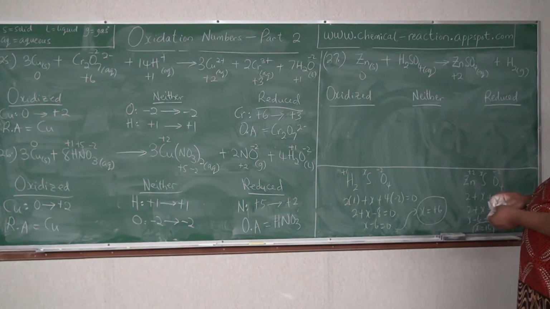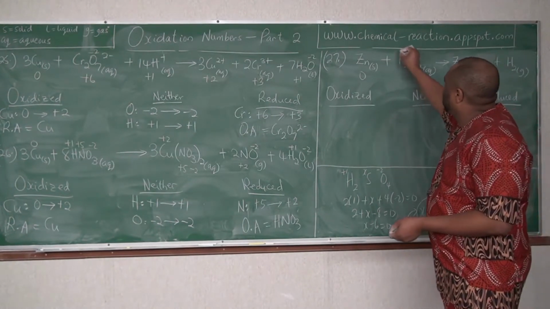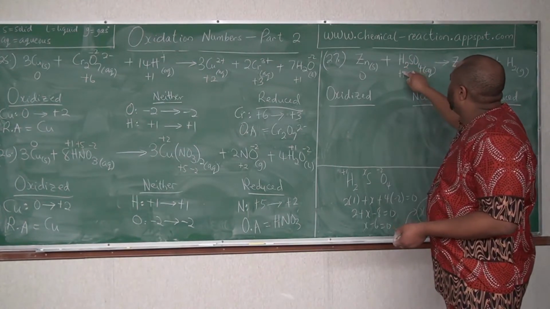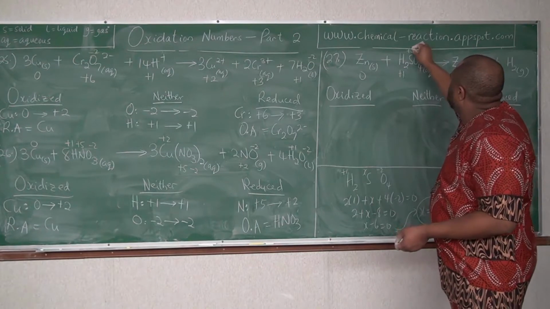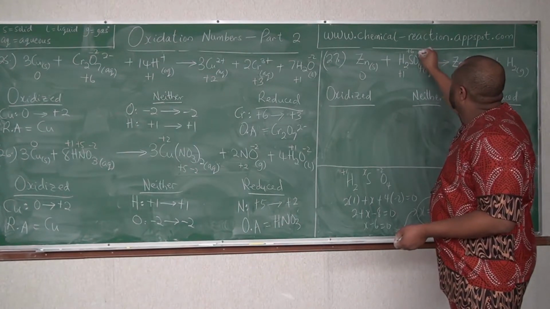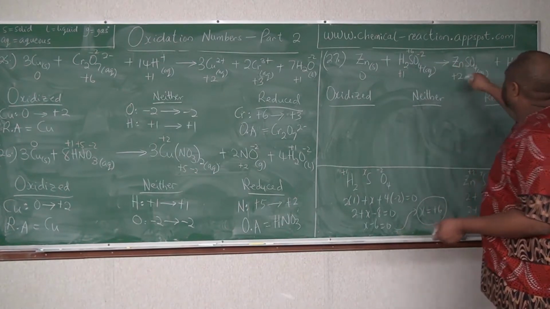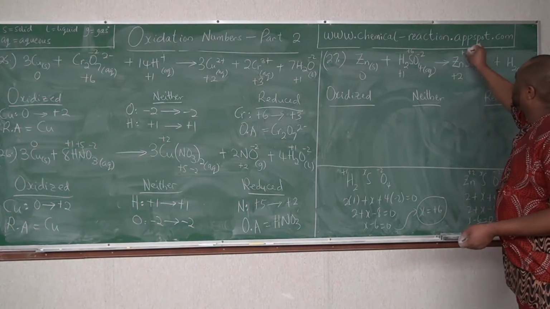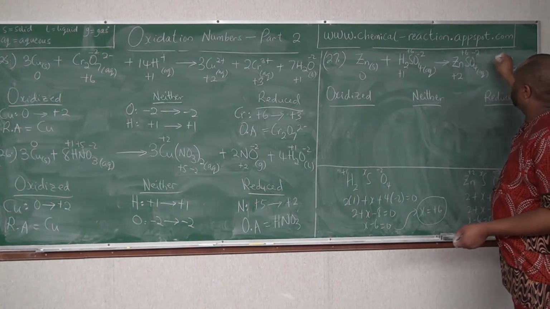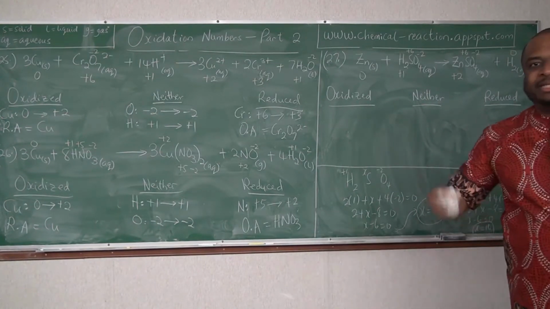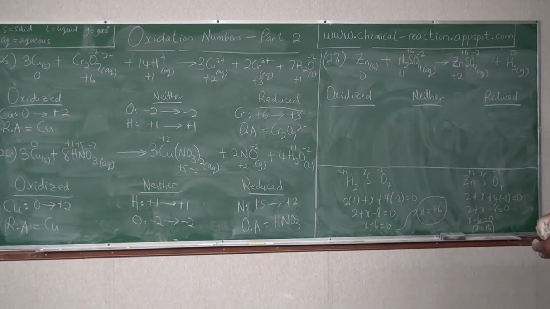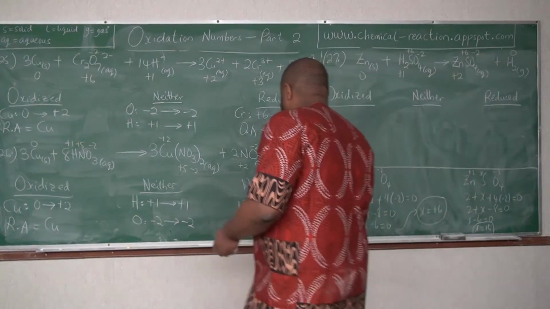So here we have hydrogen is still plus 1. Sulfur here is plus 6. Oxygen is minus 2. Zinc is plus 2. Sulfur is plus 6. Oxygen is minus 2. Hydrogen here is 0. So folks, we are almost done with this.